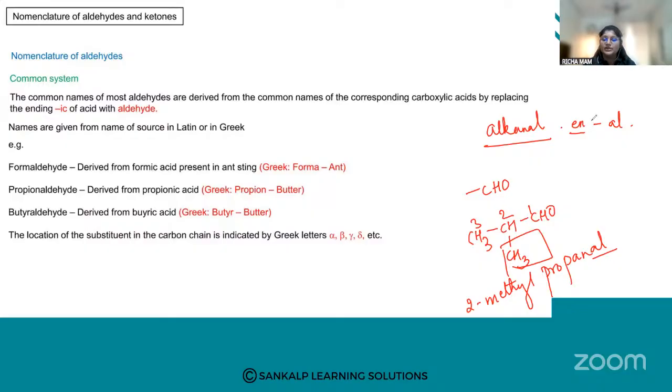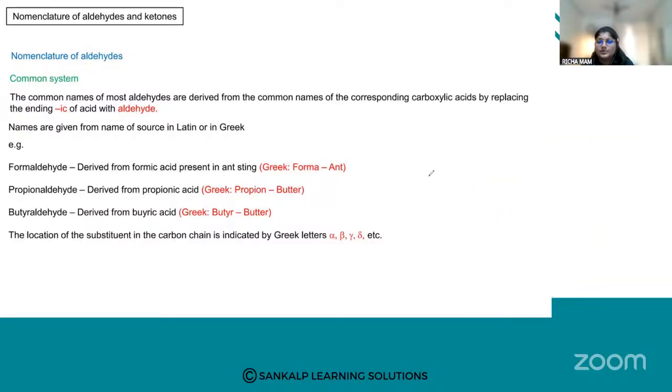Then similarly, one more I'll give you: CH3, C, OCH3, CHO. How are you going to name this? With respect to the aldehyde, this is alpha and this is beta. So this is alpha methoxy. How many carbons are present? Three carbons, 1, 2, and 3. So it is alpha methoxy propanal. This is the IUPAC name.